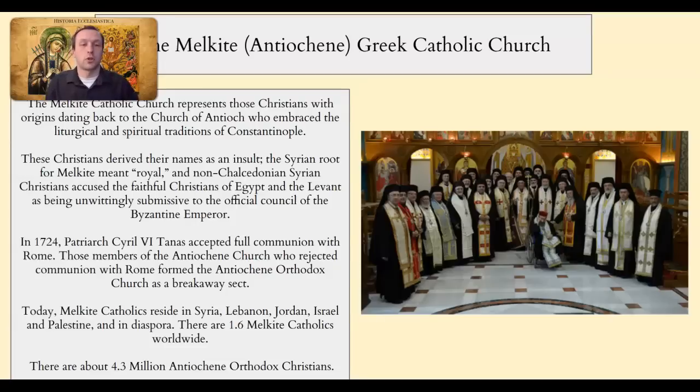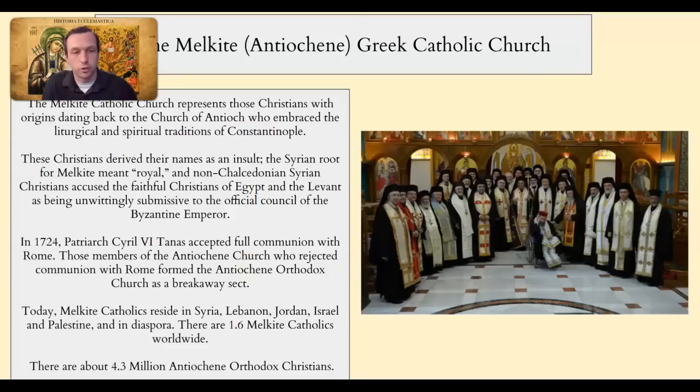The Melkite Catholic Church represents those Christians with origins dating back to the Church of Antioch who embraced the liturgical and spiritual traditions of Constantinople. These Christians derive their name as an insult. The Syrian root for Melkite meant royal, and non-Chalcedonian Syriac Christians accused the faithful Christians of Egypt and the Levant of being unwittingly submissive to the official council of the Byzantine emperor, and basically not being free thinkers like they were.